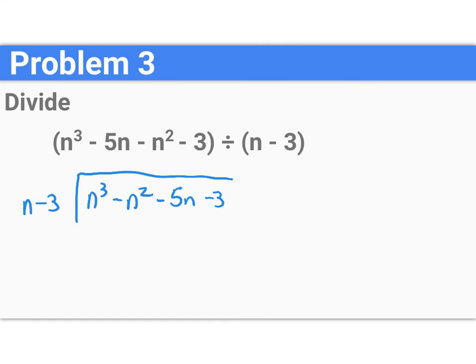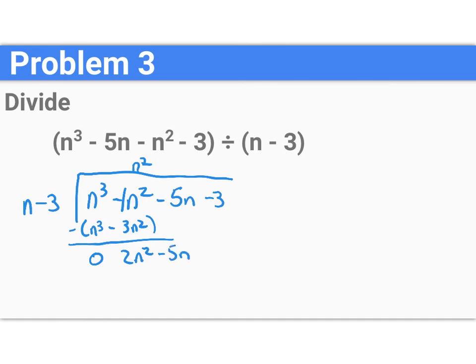Okay, so I need an n squared here. n squared times negative 3 is negative 3n squared. Make sure you put it in parentheses. n squared times n is n cubed. We're subtracting n cubed minus n cubed, which is 0. Negative n plus 3n squared, that's a 1 here. We'll leave 2n squared minus 5n.